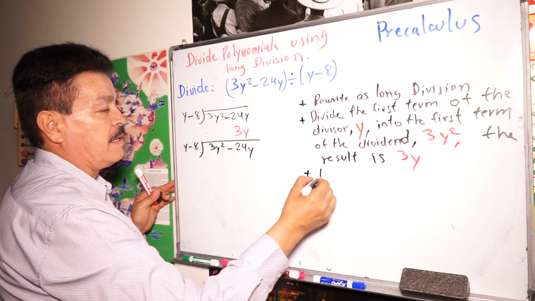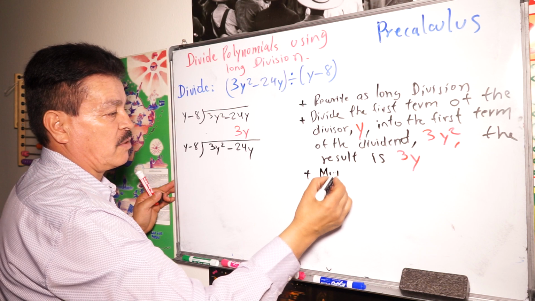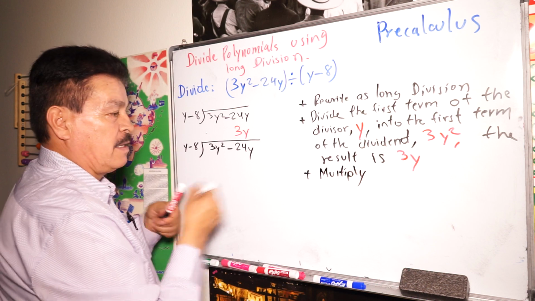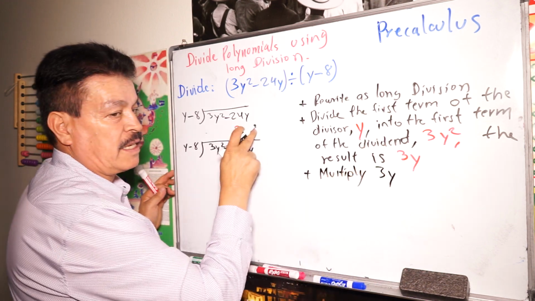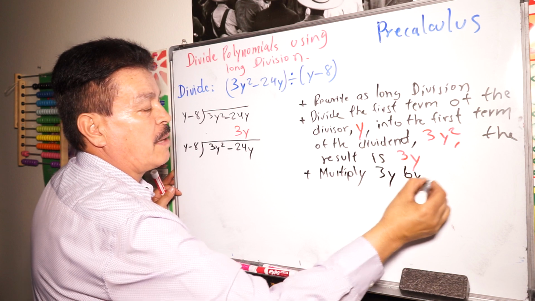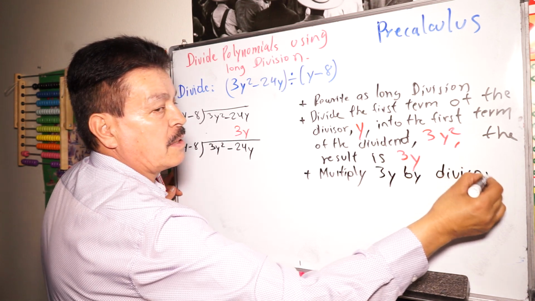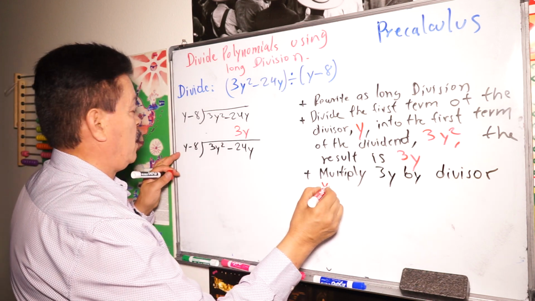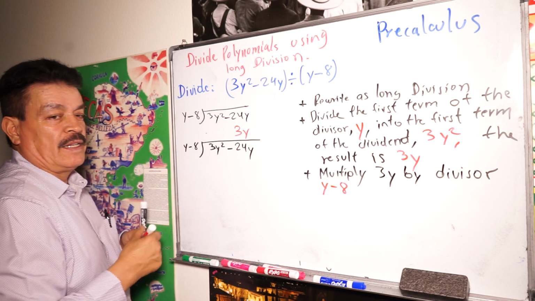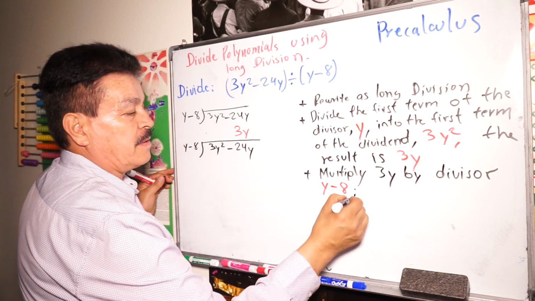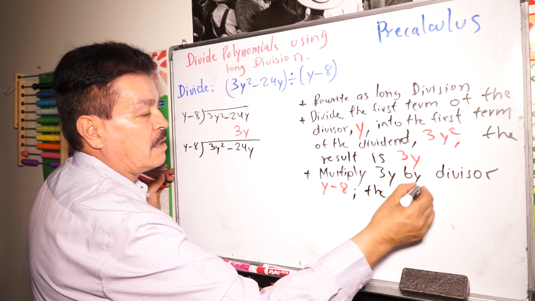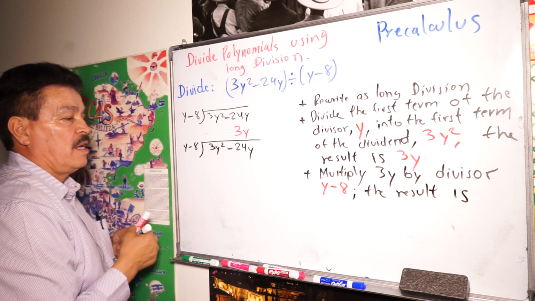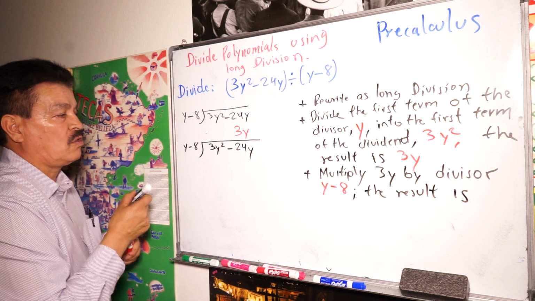All right, next step, multiply this answer, 3y, by what? By the divisor. What is the divisor here? The divisor is y minus 8. What is the result?